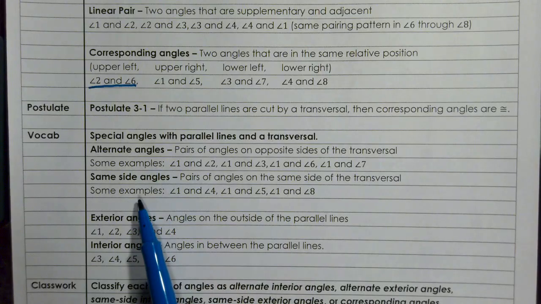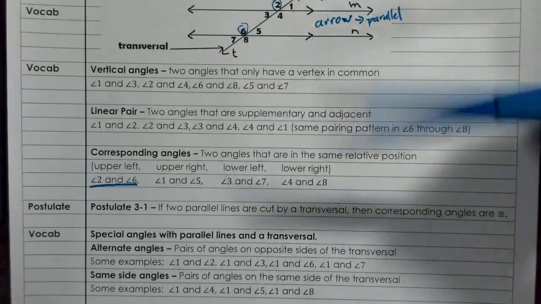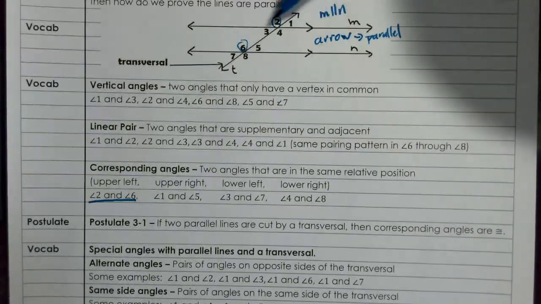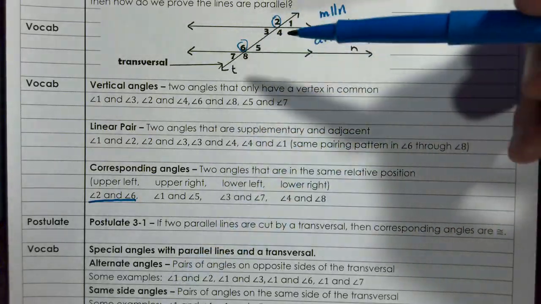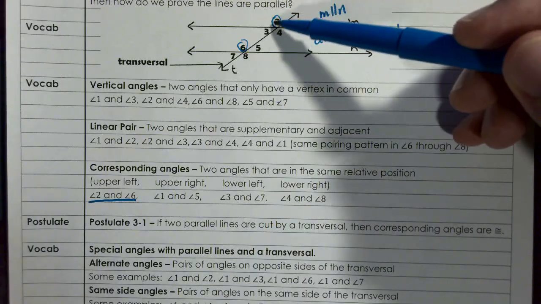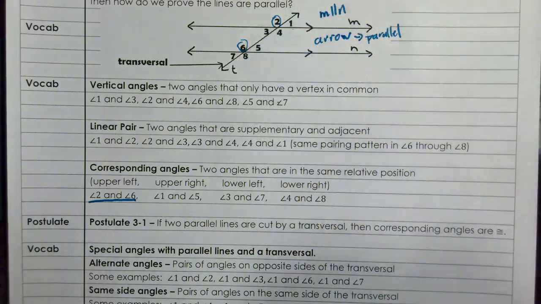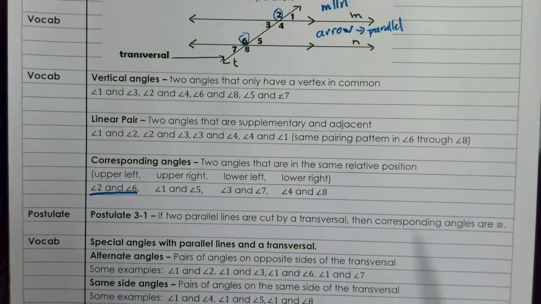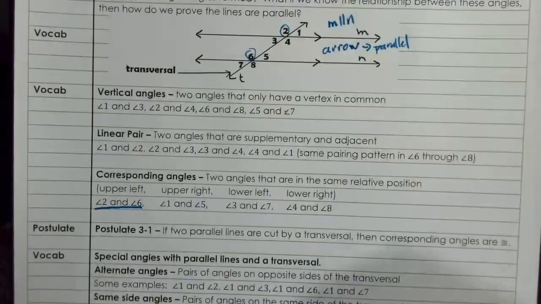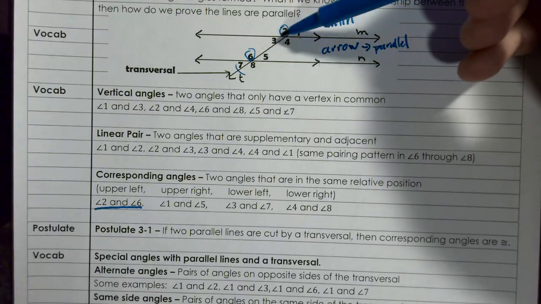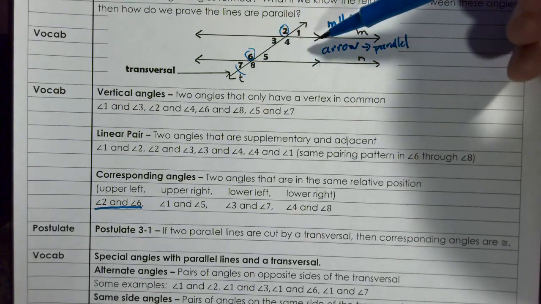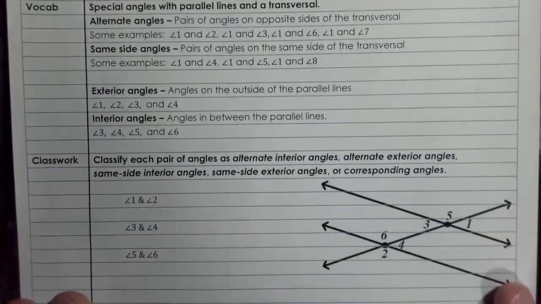There's alternate angles, angles that are on alternating sides of the transversal. So they're swapping sides of this transversal up top. There's also same side angles, so they're on the same side of the transversal. So 2, 3, 7, and 6 are all on the same side. Exterior angles are on the outsides of the parallel lines, and interior angles are on the inside of the parallel lines. I said transversal before, I meant parallel. Let's look at some.